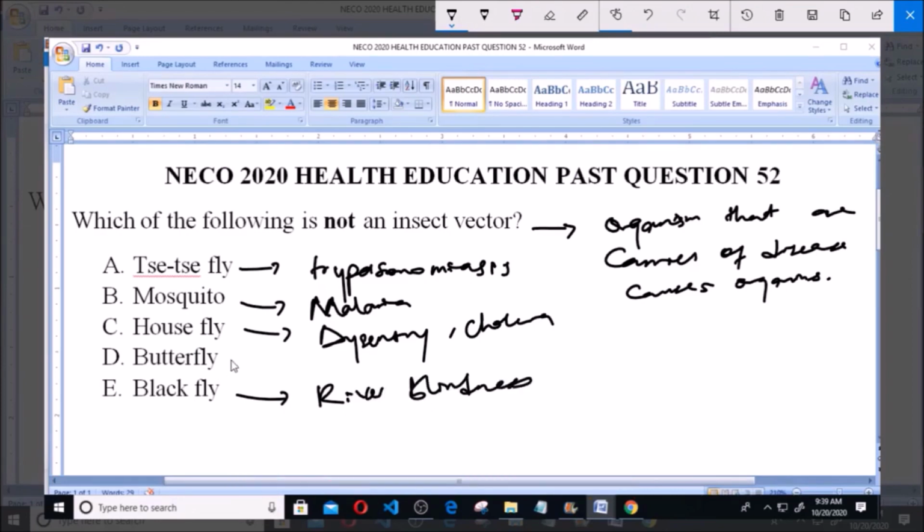Now, butterfly here is not an insect vector. Butterfly is not an insect vector because it does not cause any disease. So, butterfly is the correct answer to this question. It is not an insect vector.